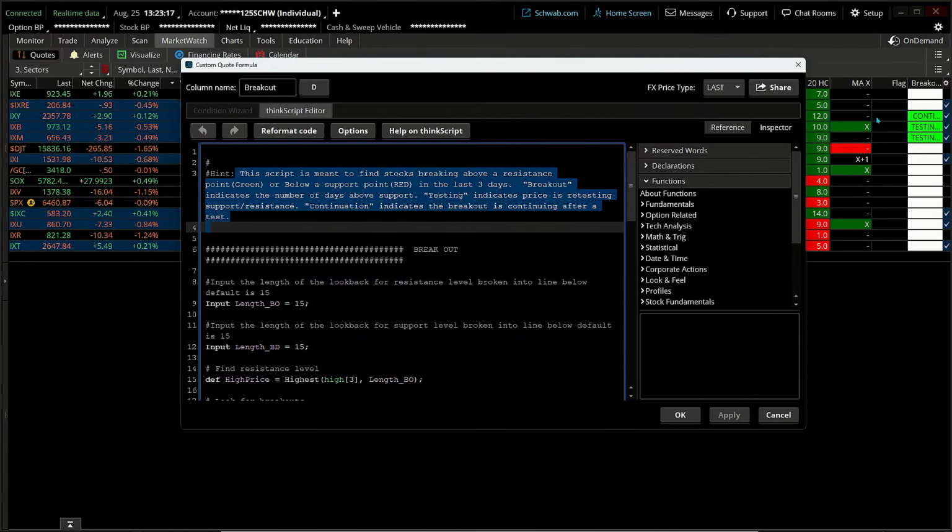Testing indicates price is retesting support or resistance, okay?